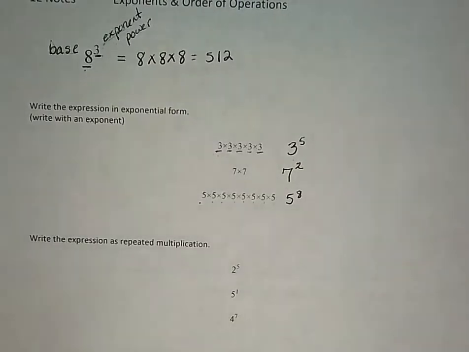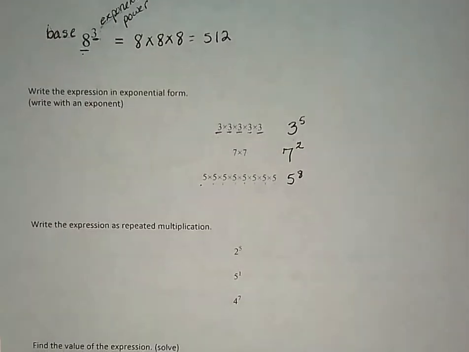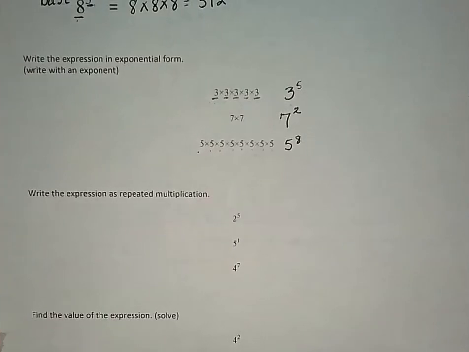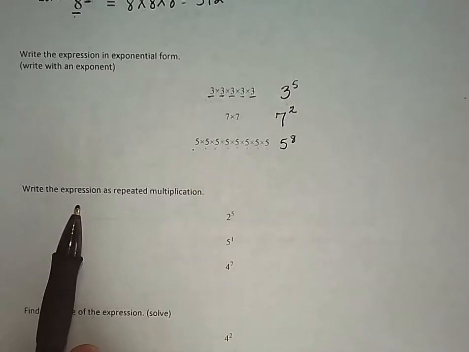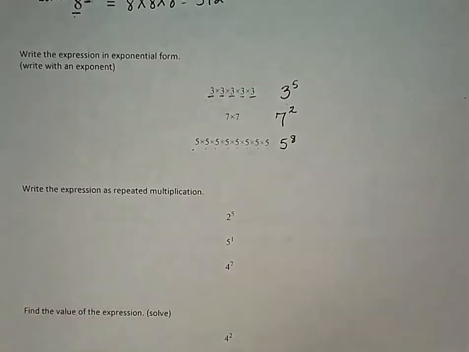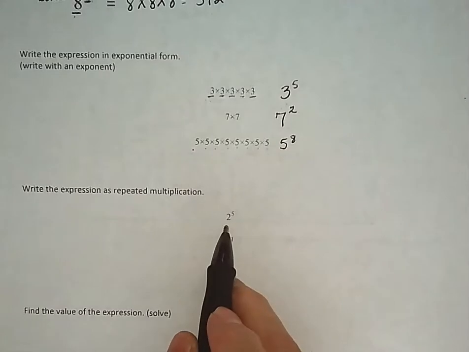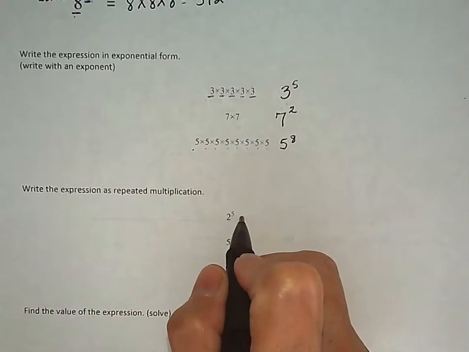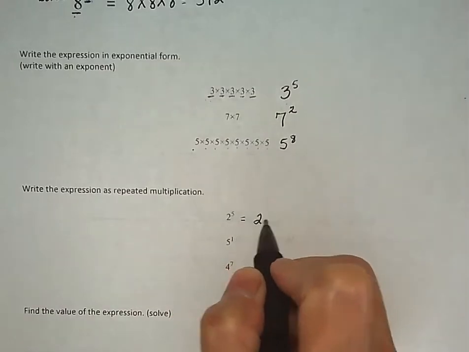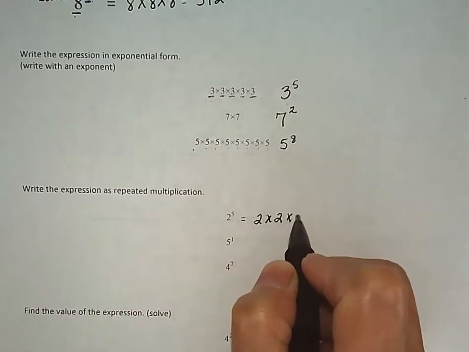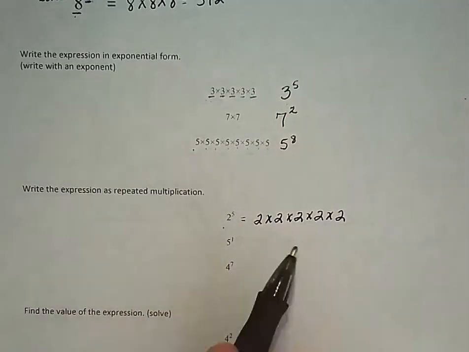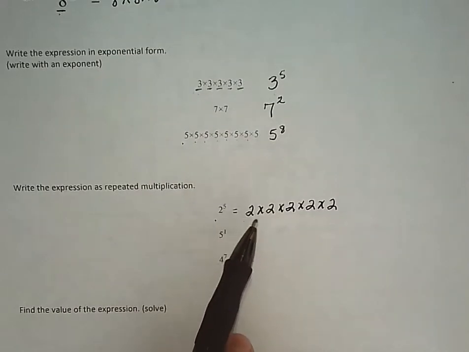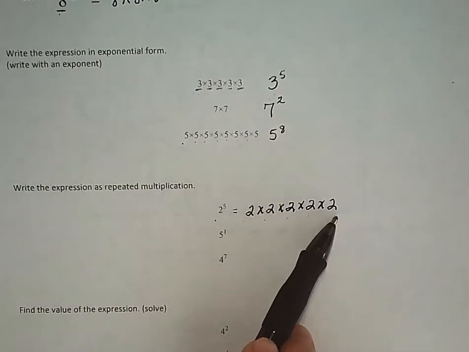All right, so let's go on, and now instead of writing them in exponential form, let's do the opposite. We've got them written in exponential form, and let's write them then as repeated multiplication. So our first one says 2 to the 5th. That means we take the 2 and we write it 5 different times with the multiplication symbol in between the 2s. So that's 1, 2, 3, 4, 5. So 2 to the 5th power is 2 times 2 times 2 times 2 times 2.